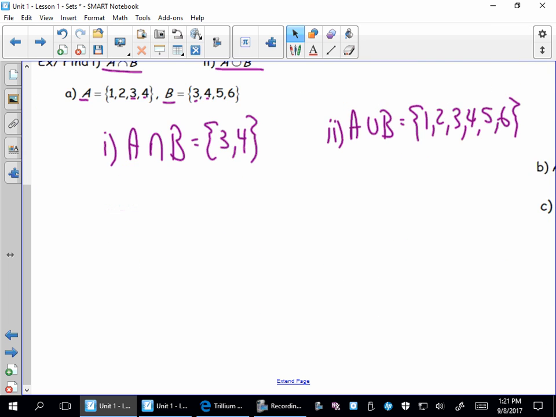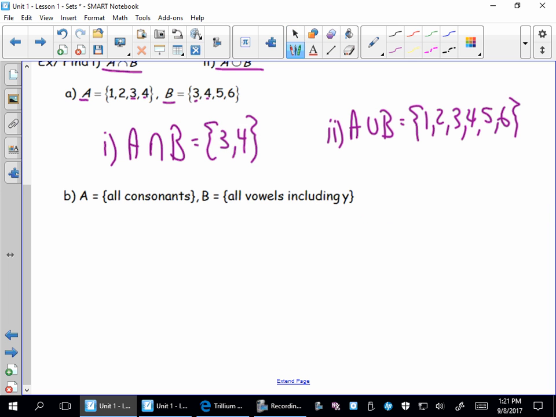Okay, let's try the next one. You're going to do the same things. Try pausing it this time, see if you can do this one. What shows up in A and B? A is all the consonants, B is all the vowels, including Y. So what shows up in both of those things?